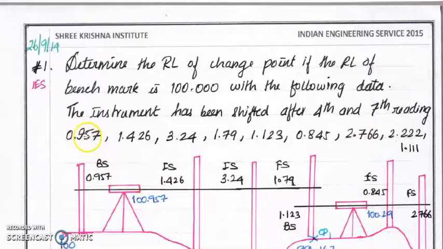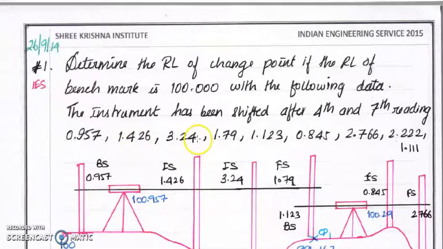Always the first reading will be considered as backsight. Look here, the reading 1.42 increases, but again decreases. It means the value decreases, so this is a foresight. For the first setup of the instrument, 0.957 is considered a backsight and 3.24 is considered a foresight. The rest of the readings are considered intermediate sights. Hence, here 1.426 is an intermediate sight.